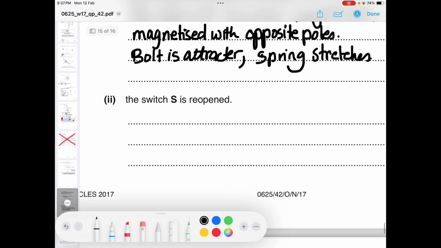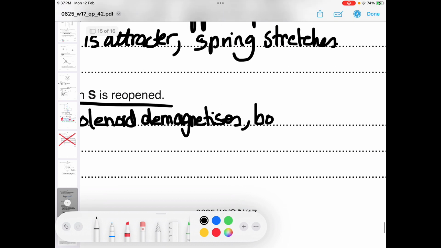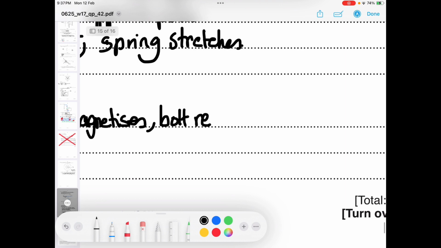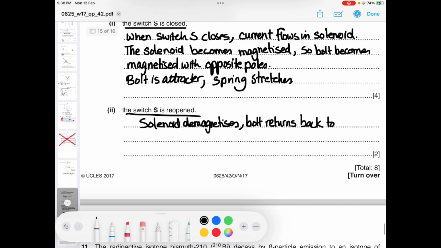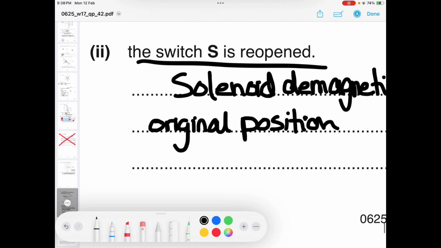What happens when the switch S is reopened? The solenoid demagnetizes, and the bolt returns back to its original position. Nice.